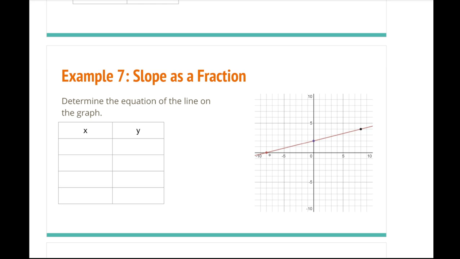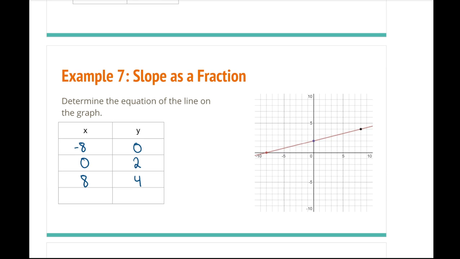X is first, so in this case we can see x is negative 8. Negative 10 is over here, so sorry, it is negative 8. So negative 8 for the x, y is 0. We can see when x is 0, y is 2. And when x is 8, y is 4. So we can see that it's not going to be a nice even number.